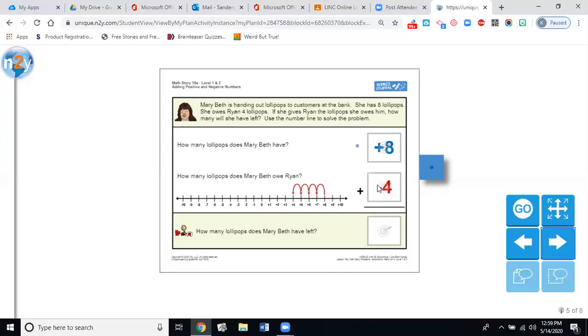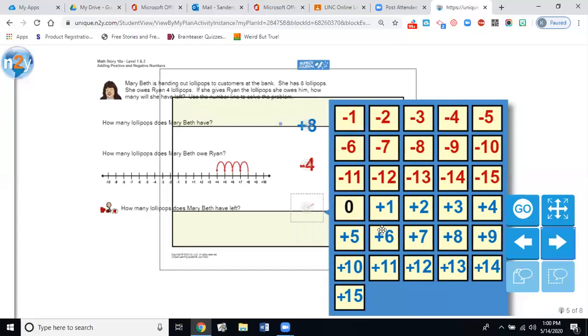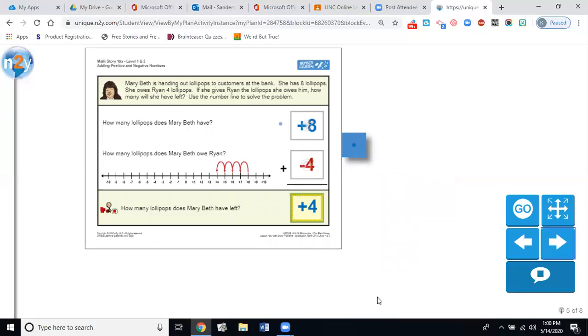Since this second number is negative, we're going to have to go to the left towards the negative end of the number line. Starting at +8, moving to the left 4. 1, 2, 3, 4. Where are we? We're at +4. Remember, positive has that plus sign, that means positive. So just press +4.